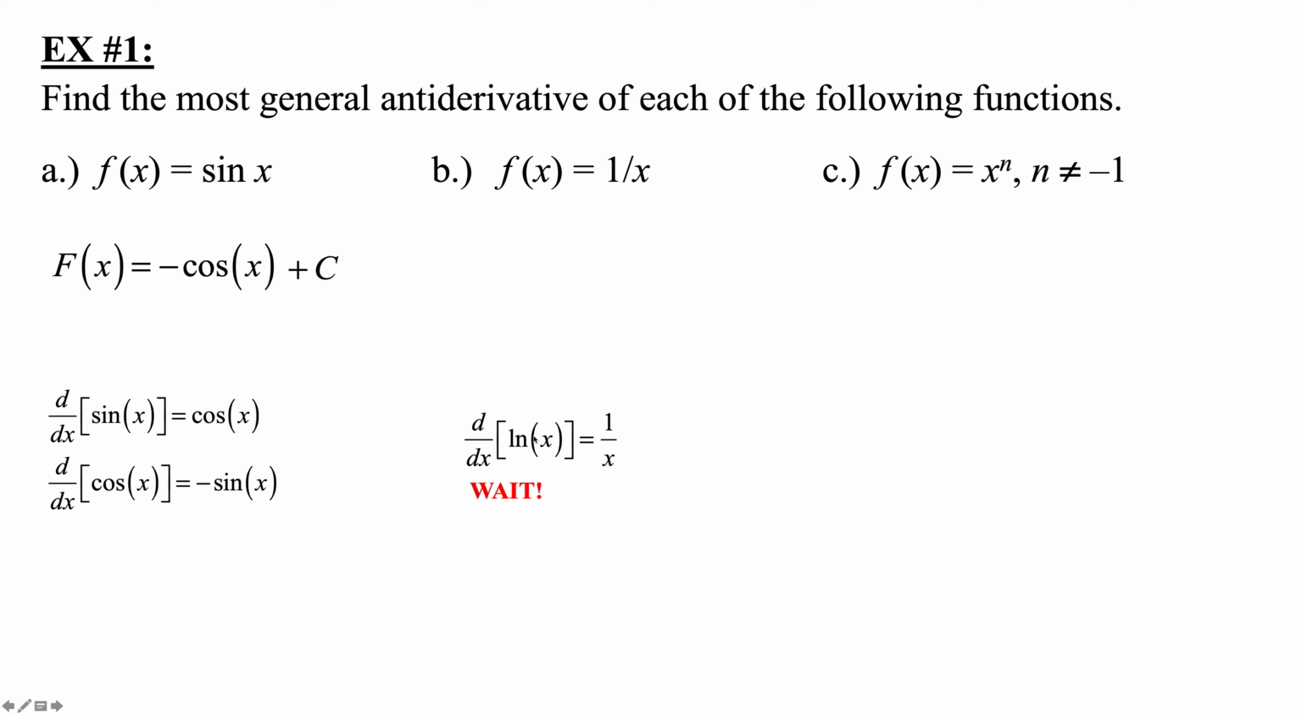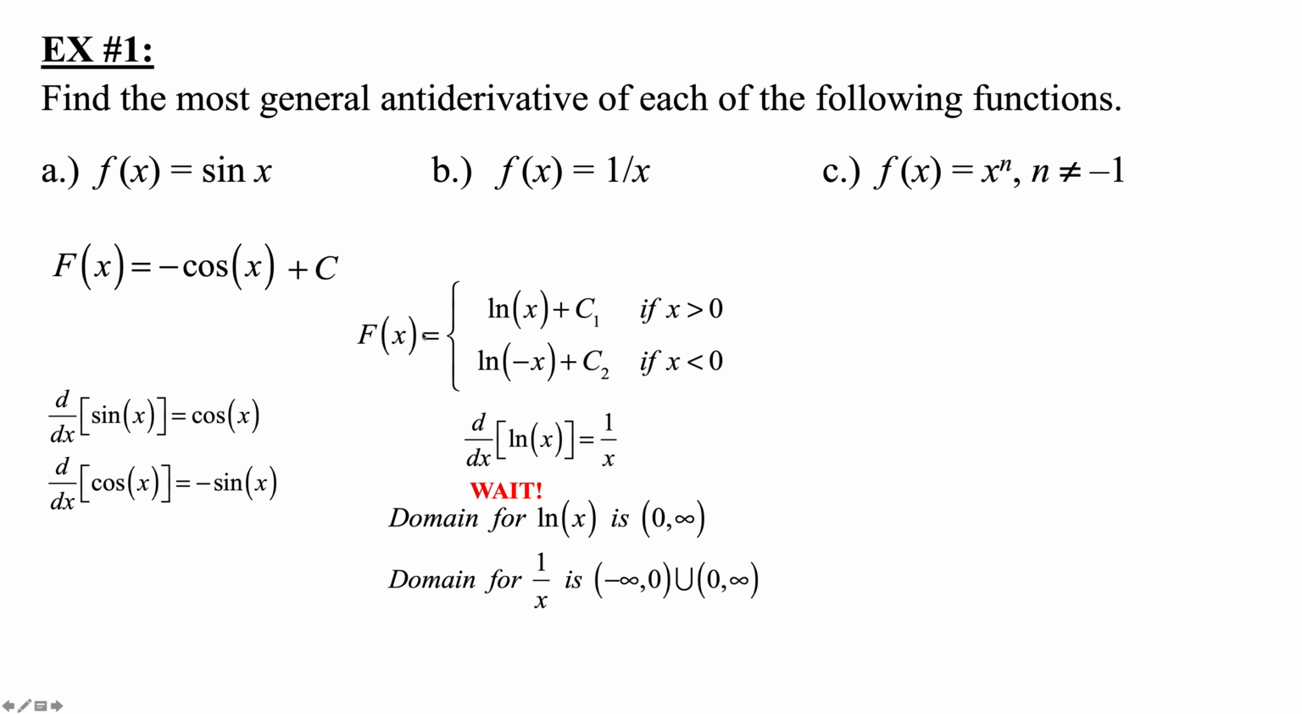Domain problem here. The domain for the natural log of x is 0 to infinity. The domain for 1 over x is negative infinity to 0, union 0 to infinity. It's missing half of the domain. So if we're going from 1 over x to natural log of x, we have to be able to obtain both of those possibilities. So my capital F of x is going to look like a piecewise function.